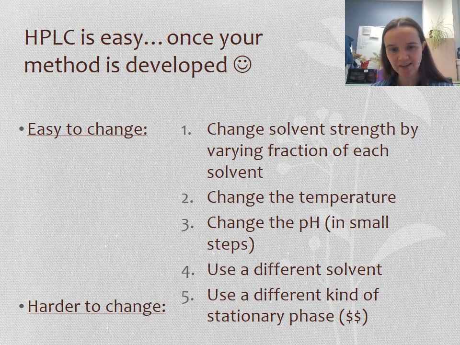You can also change the temperature. If you have a column oven, the higher temperatures will decrease viscosity and help with resolution sometimes. You can change the pH in small steps because remember that the pH will change the ionization or non-ionization of particular analytes. You can entirely change your solvents, not just the ratio between aqueous buffer and methanol. You could change out from methanol to acetonitrile, for example. And the things that are harder to change are the stationary phase, because you have to buy a different column. You have to physically purchase a different chemistry column, and these things run several hundred dollars. But it's possible to change that. Try the other stuff first.